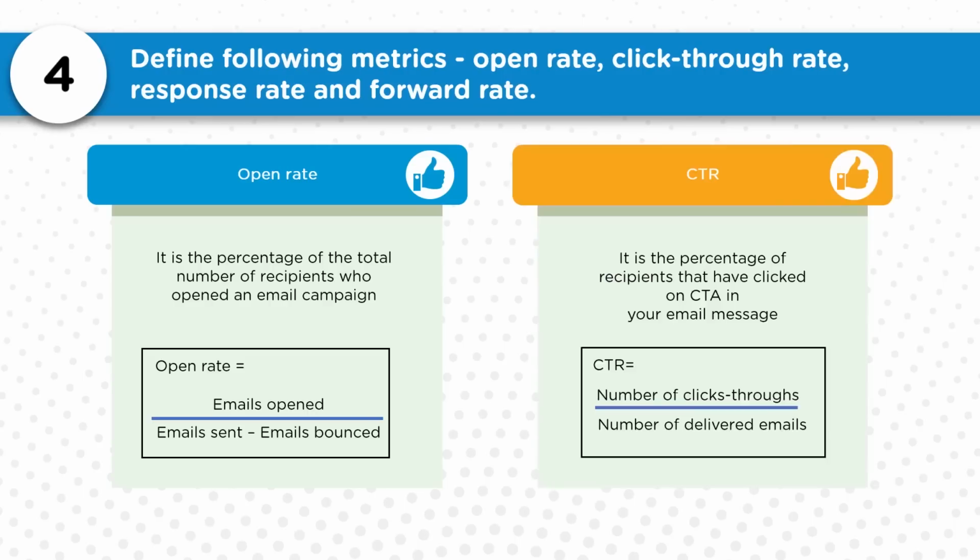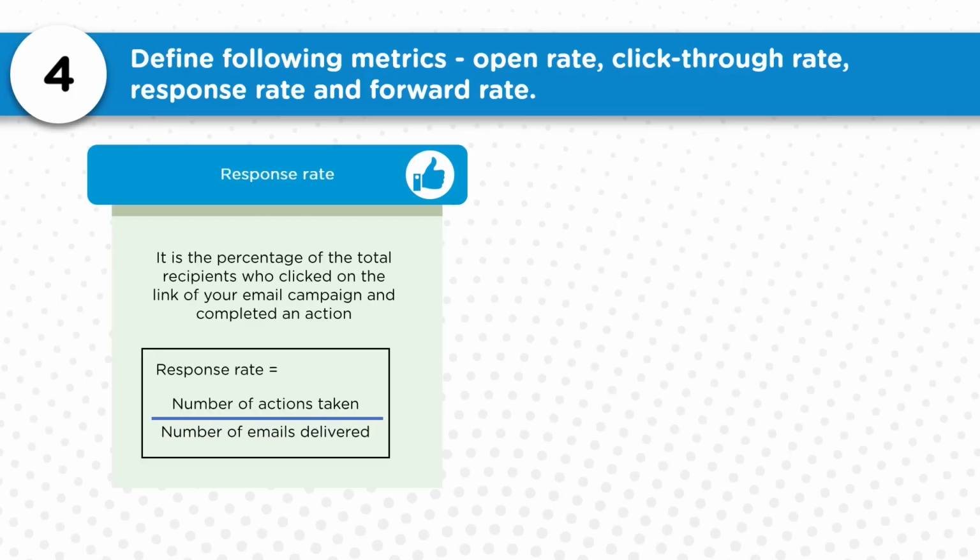Okay, click-through rate, again, pop quiz. It's just how many people actually clicked on any of the links in your email, and that's just divided by the number of emails you've sent out. Okay, response rate. Okay, so response rate is the percentage of the total recipients who clicked on the link of your email campaign and actually completed an action. So what is that action? Well, it could be downloading something, watching something, purchasing something.